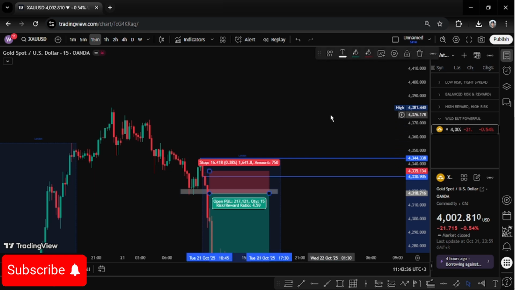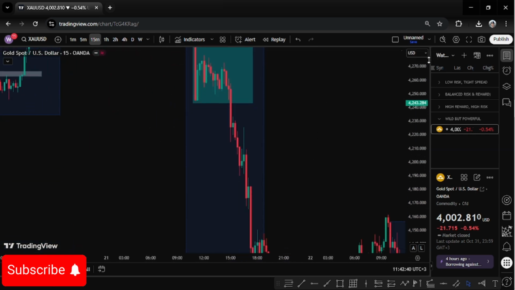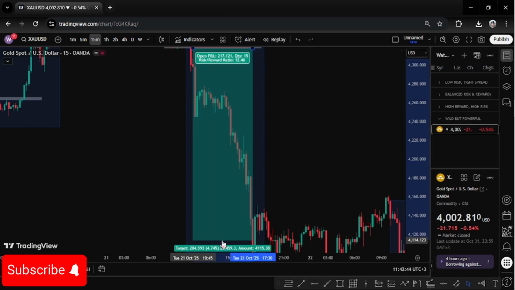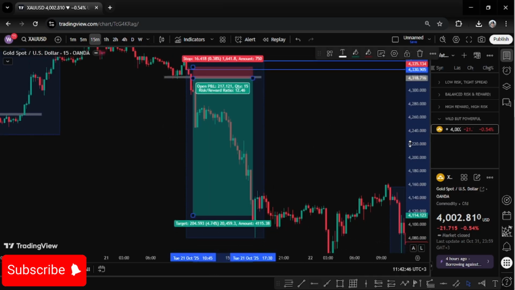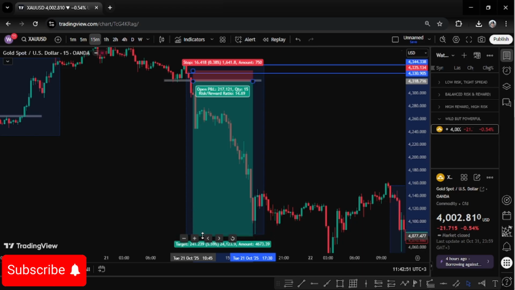Also the next day you can see how our strategy played out, and you can see it broke to the downside. We had a very nice entry, and that's a very nice RR, okay.